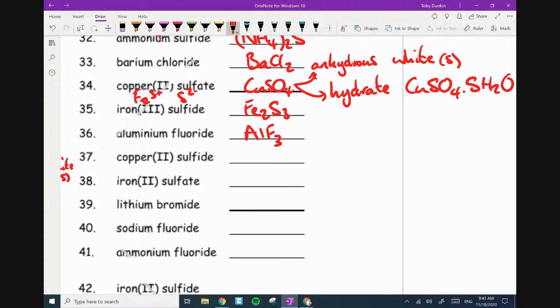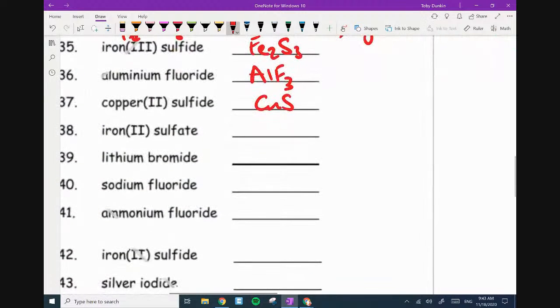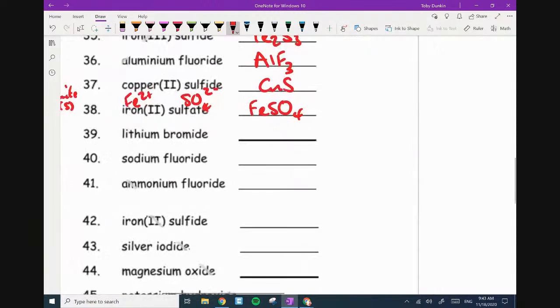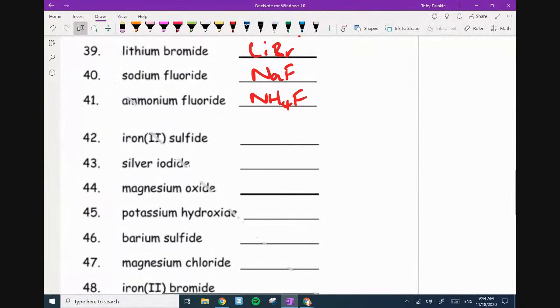AlF3. Copper 2 sulfide, CuS. Iron 2 sulfate, so FeSO4. Just to do that one, iron is therefore a 2+, SO4 2-, so charges cancel. Next one, lithium bromide, LiBr. Sodium fluoride, NaF. Ammonium fluoride, NH4F. Iron 2 sulfide, so FeS.